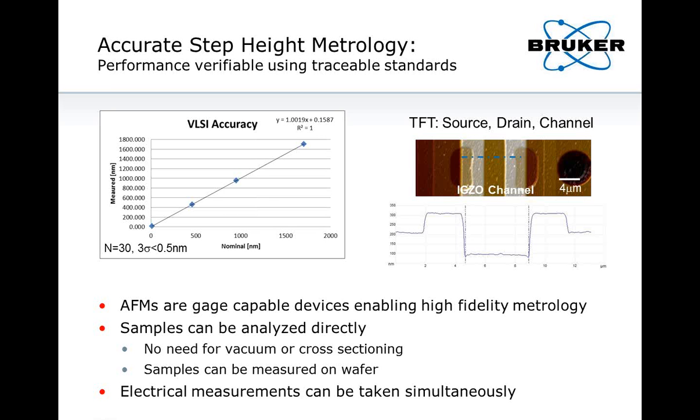What's shown on the top left are the results of 30 images of VLSI, a traceable standard with different step heights, and you can see the fit versus the AFM measurement is very, very good. And of course, that then allows you to do proper metrology, for example, on a TFT transistor here, where part of the image and the cross section is shown at the top right, and you can see the topographic feature of the source drain, and of course of the a-IZGO channel separating the source and the drain here. Samples can be analyzed directly. There's no need for vacuum or cross-sectioning, and you can measure samples directly on a wafer if your instrument supports that sample size.